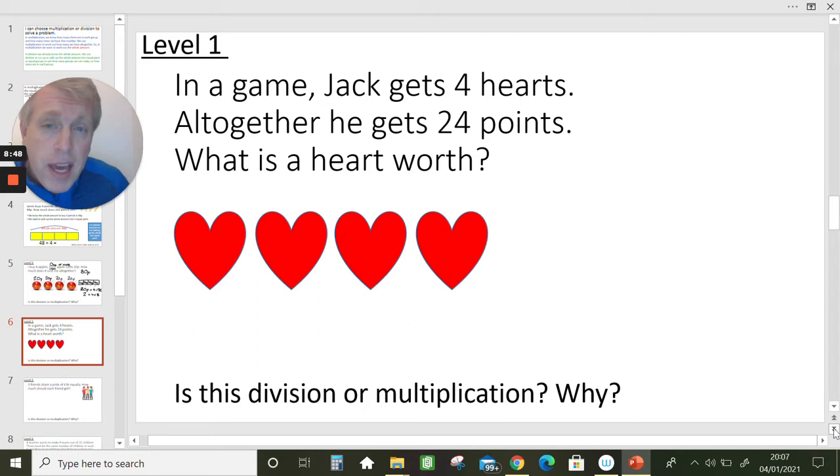Now, in a computer game, Jack gets 4 hearts. And altogether he gets 24 points. Or I could have written, he gets 24 points in total. What is a heart worth? Have a go. Pause the video. Try it. Multiplication or division, and why?